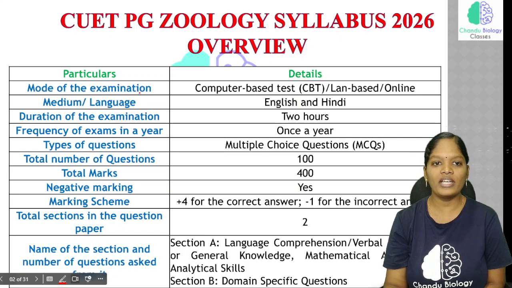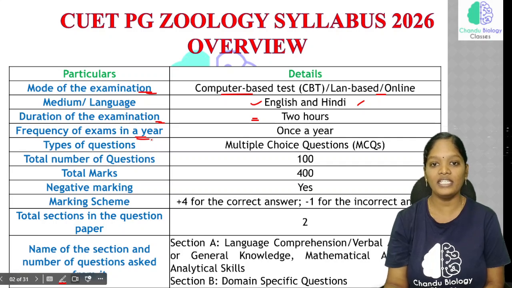The mode of examination will be online, so you should know that this is a CBT, that is, computer based test. The medium of the question paper will be English and Hindi, and the duration of the examination will be 2 hours, that is 120 minutes. As for the frequency of exams in a year, the CUET exam will be conducted once a year.